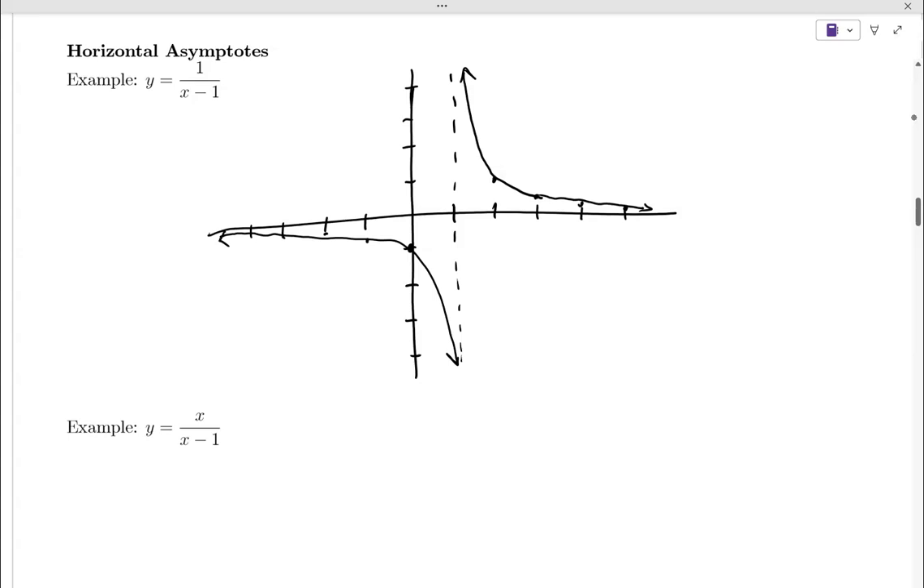And same principle, I can't go up because we didn't cross the x-axis. So notice that your graph is getting closer and closer to the x-axis as x gets really, really big. So we have a horizontal asymptote of y equals 0. It's the x-axis in this case.